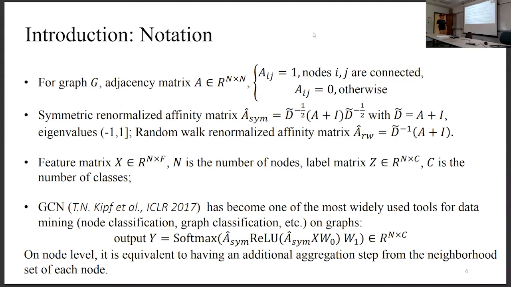And the graph convolutional neural network has become one of the most widely used tools for data mining on graphs. Actually, it is pretty simple, like this structure, a simple two-layer extension of the simple neural network. The only difference is that we multiply the renormalized affinity matrix from the left in each layer. On the node level, it is equivalent to adding an aggregation step from the neighborhood set of each node. So it is a simple extension of the traditional neural network.